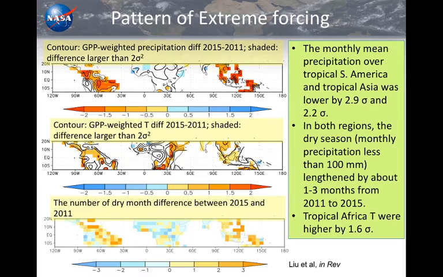But I want to take a step further. This shows the changes in GPP-weighted precipitation, GPP-weighted temperature, and the number of dry months between 2015 and 2011. What's remarkable is the scales of these changes. The differences larger than 2 sigma, so larger than the climatology, are dominated here and here in Asia. But then for temperature, you can see this tight strip where it's extremely hot relative to its climatological mean. What are the consequences?